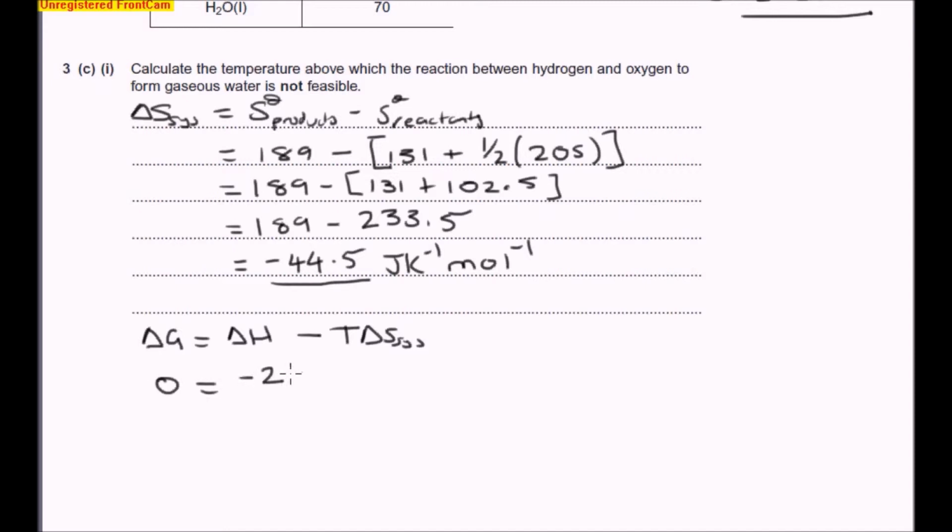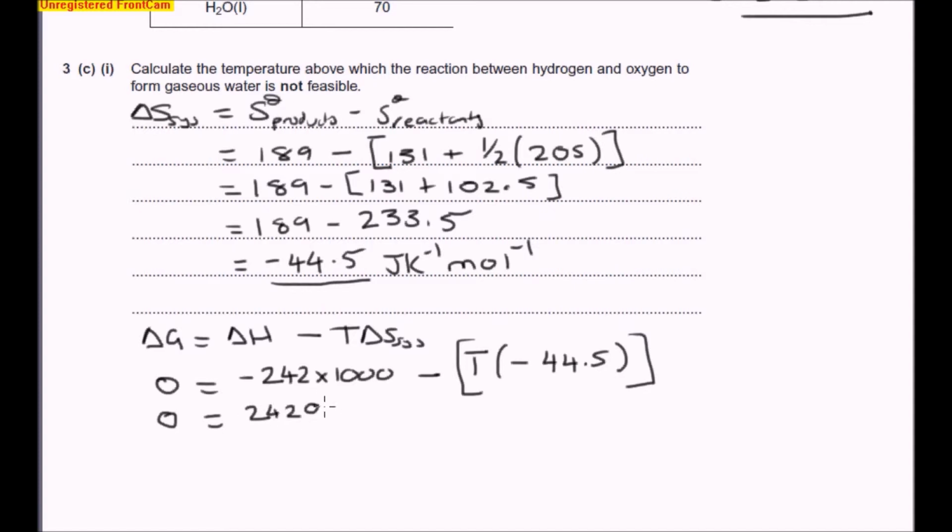So we're going to assume that delta G is 0, because it has to be less than or equal to 0. We've got minus 242 times by 1,000, because our value is in kilojoules per mole, we want it in joules. Take away minus T times by, we're then going to multiply that by the entropy change. Now we need to have that all in brackets, so minus 44.5. If I then next look at doing the multiplication, 0 equals minus 242,000, and the two minuses times together to give you a plus, and that ends up with 44.5 T.